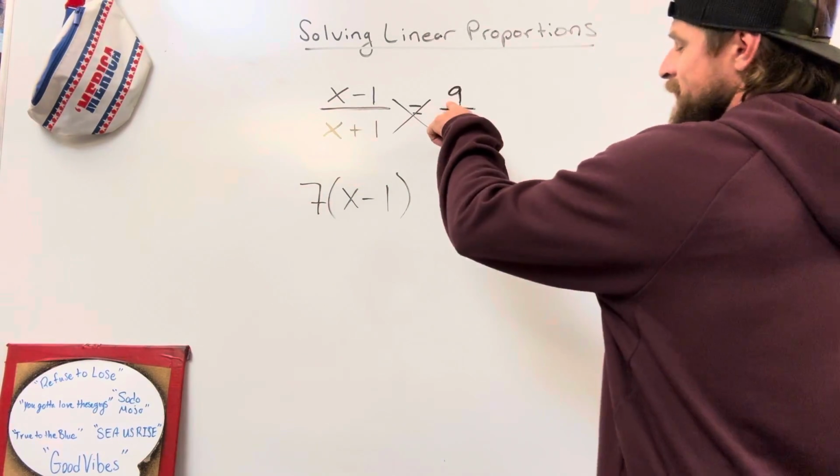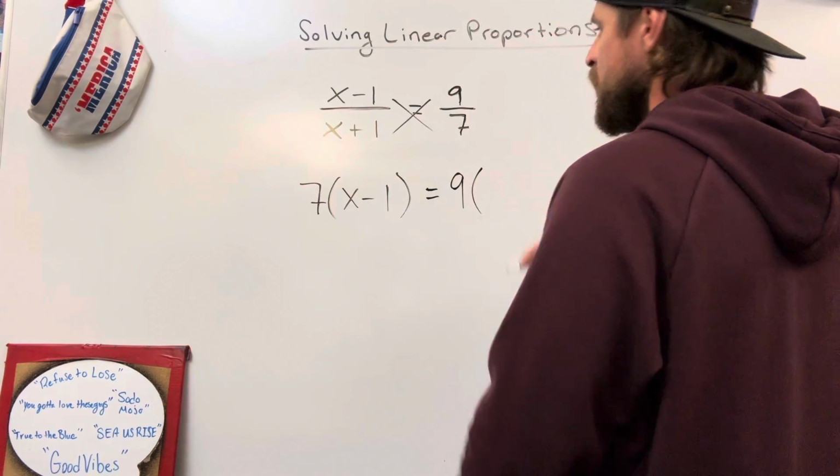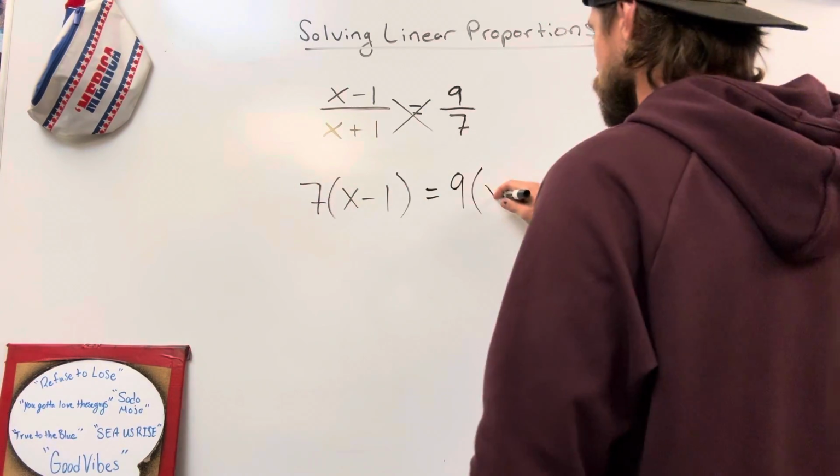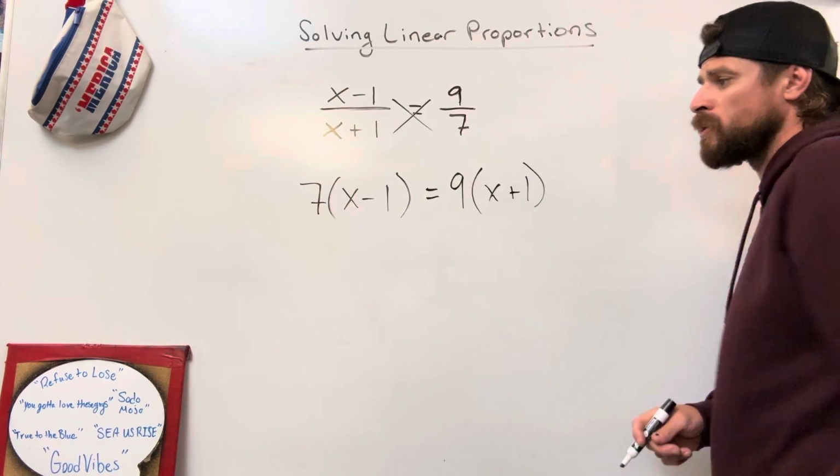x plus 1 times 9, same idea. On the other side of the equal sign, we're going to put 9 on the outside of the grouping symbols. We're going to multiply by x and +1. So this is what you would get after setting up your equation showing your cross multiplication.